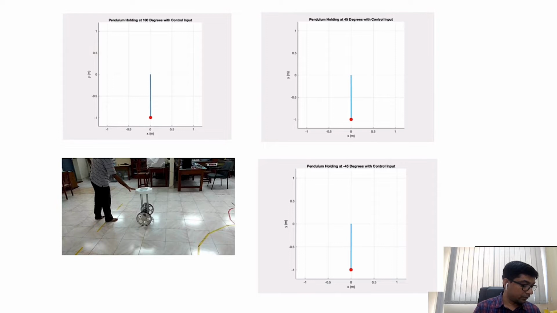Okay, so let's see some others. I look at the same pendulum now. I am forcing it to stay on top. I can also force it to go to 45 degrees to the right and just stay there. I can also force it to go to negative 45 degrees and stay there.